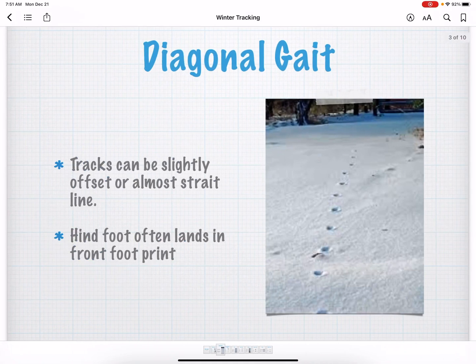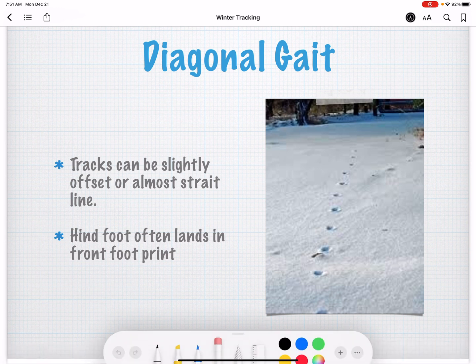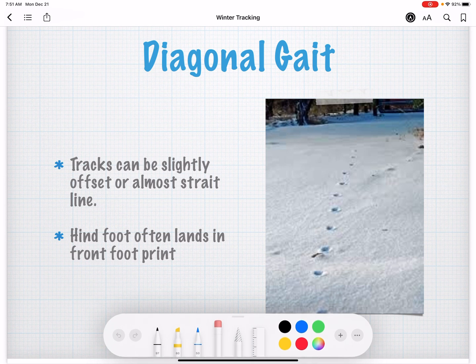So let's jump right in and talk about diagonal gait. These are creatures who walk in a fashion where their tracks end up kind of like this. If I was going to draw them walking, you'd have this diagonal track pattern, right? And one of the interesting things is, how could a creature with 4 feet leave such an almost perfectly straight line of tracks, like the ones we see in the snow in the picture on this slide?